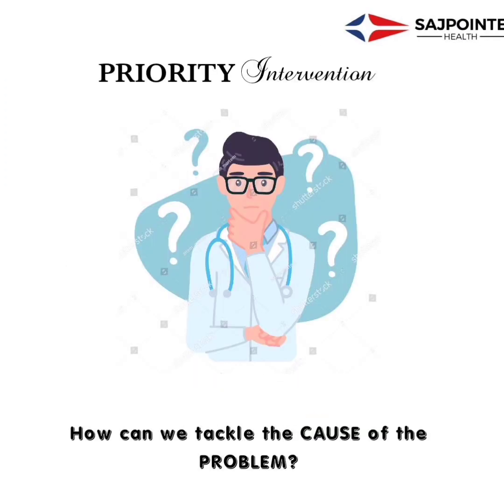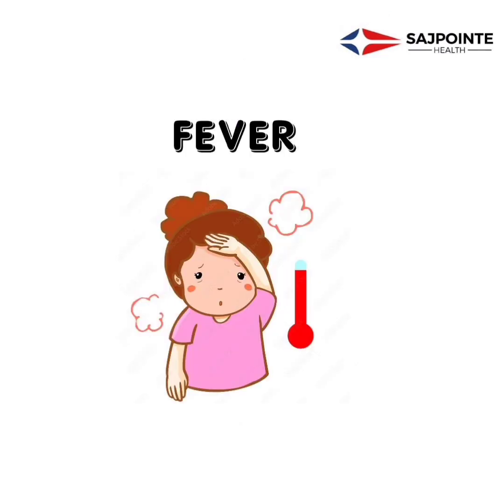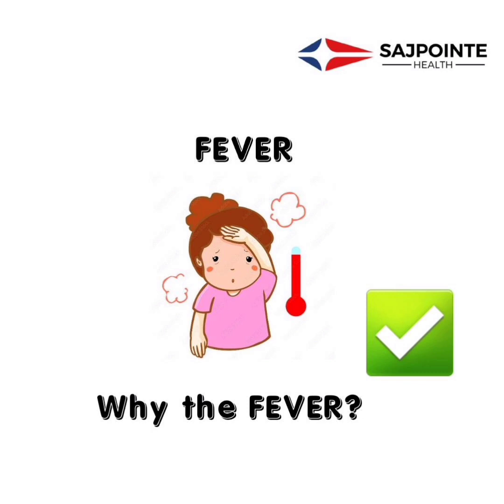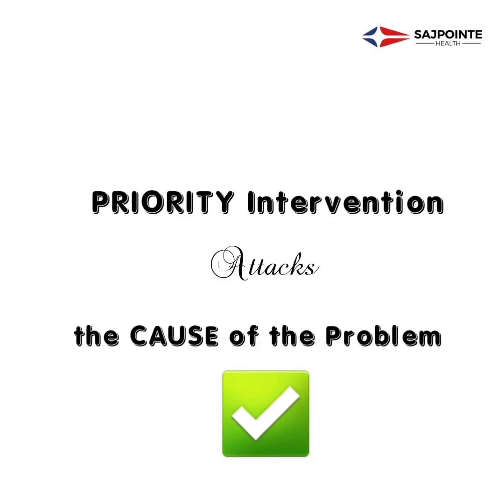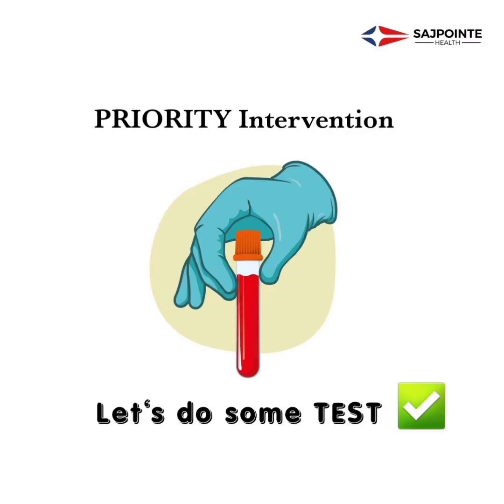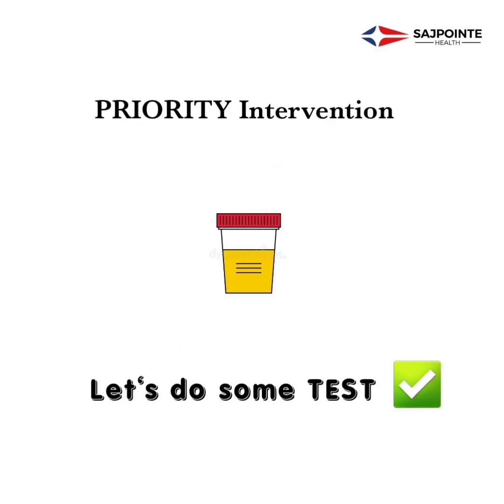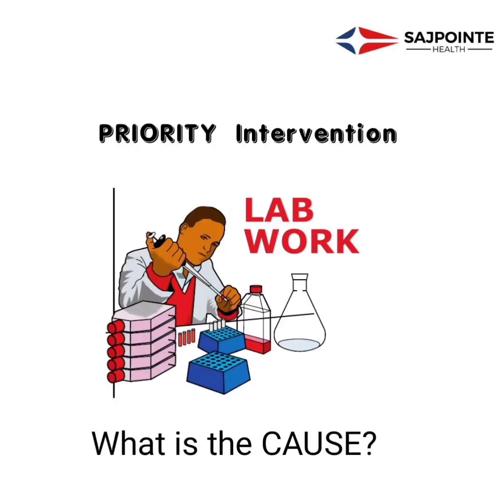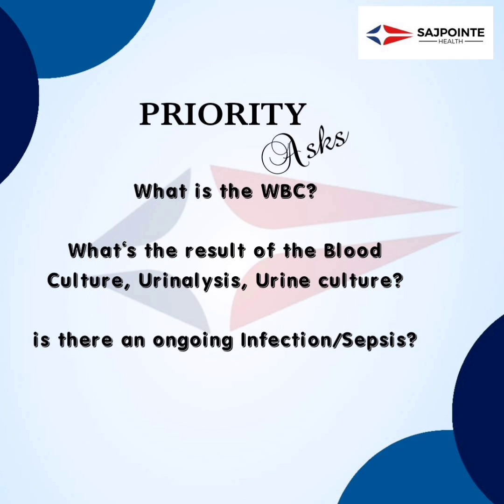All right. Priority intervention, on the other hand, would step forward to this patient and ask, oh, this patient's got a fever. What is causing this patient to have a fever? Keyword here, cause. What is causing this patient to have the fever? I think we should do a blood culture. I think we should do a urine culture to see if there's a UTI going on. Let's do some extensive lab work. What's the white count of this patient?